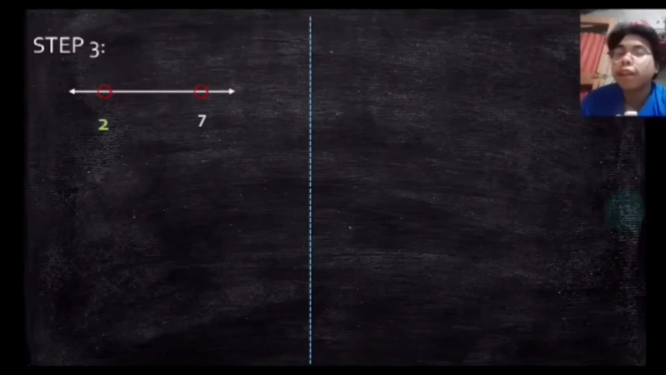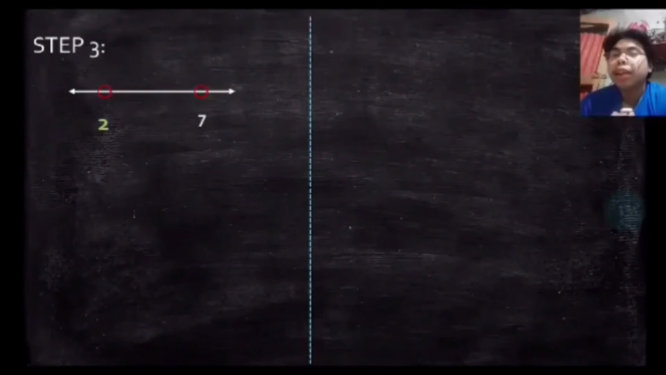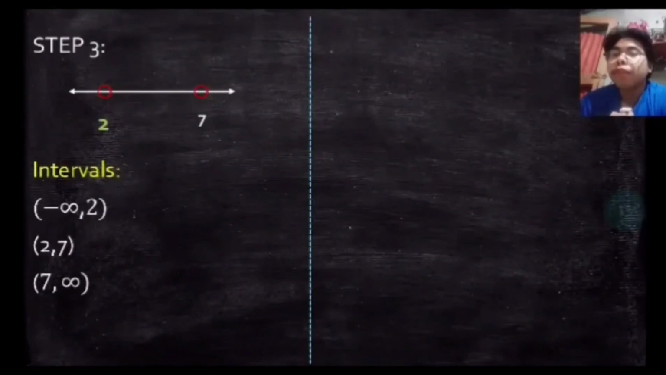We have already found the values of x and we'll plot them now on the x-axis. So we'll get the intervals negative infinity to 2, 2 to 7, and 7 to positive infinity.